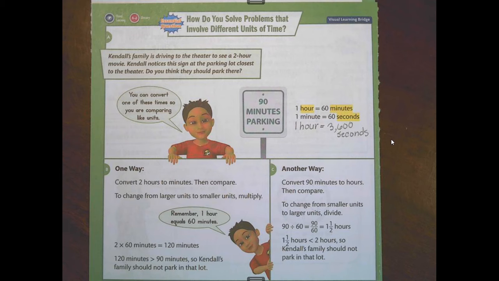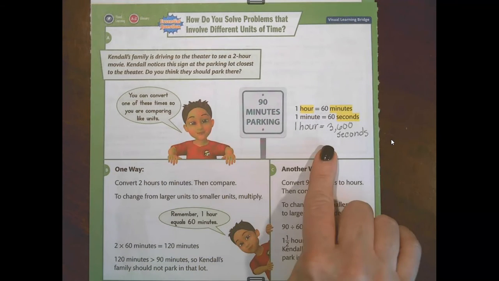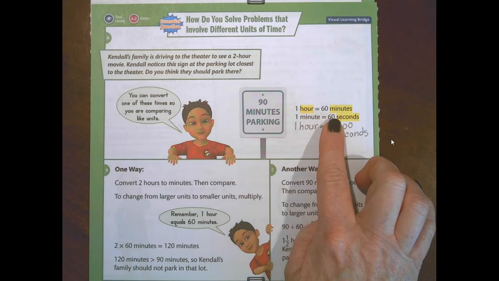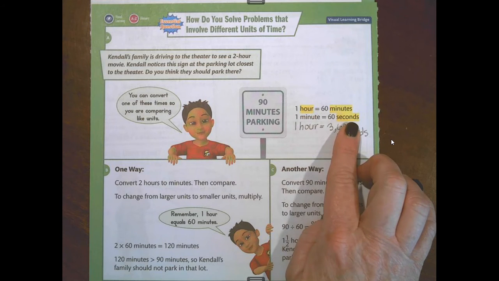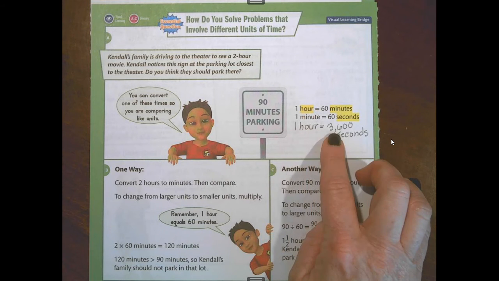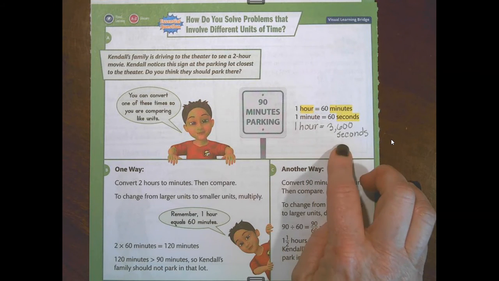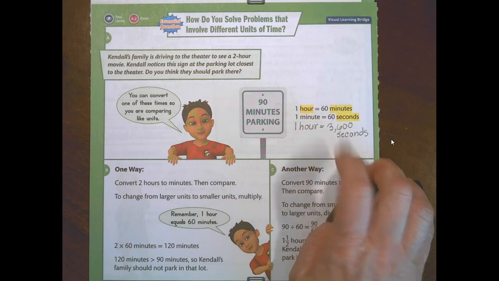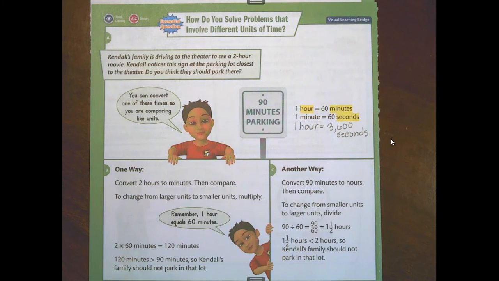Now, I looked over at the conversion information that they gave us, and I just wanted you to make note that 1 hour is equivalent to 60 minutes, and 1 minute is equivalent to 60 seconds. So I went ahead and added that 1 hour would equal 3,600 seconds. The way I got that: there are 60 seconds in a minute and 60 minutes in an hour, so 60 times 60 gave me 3,600 seconds in an hour.